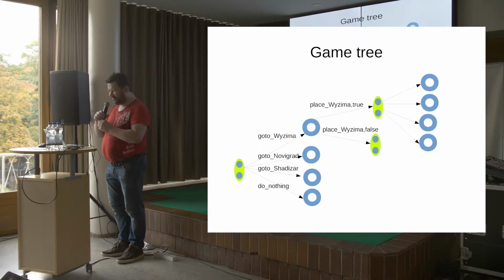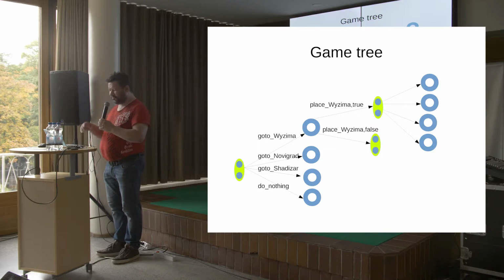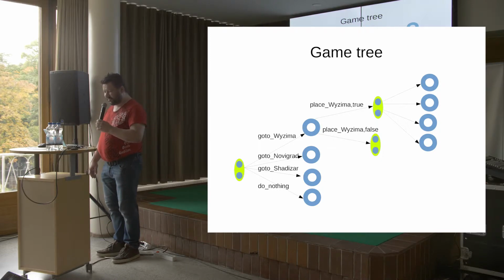I'm not sure. I think in multiple games you could use Minimax also when it is not deterministic. In Perkun, anyway, it is not deterministic. So we have transition probabilities, so-called transition probabilities. And in the top level, we are taking argmax from the actions. So there are 4 possible actions: go to Vizima, go to Novigrad, go to Shadizar, and do nothing.